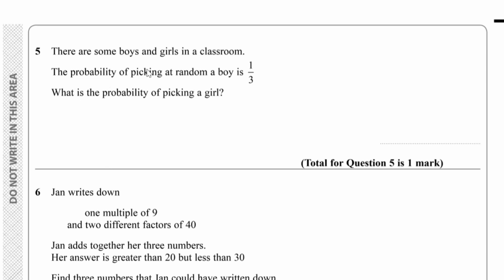Question number 5, there are some boys and girls in a classroom. The probability of picking at random a boy is a third. What's the probability of picking a girl? Well, the probability of picking a girl is equal to 1 subtract 1/3, which is equal to 2/3. So we end up with 2/3.